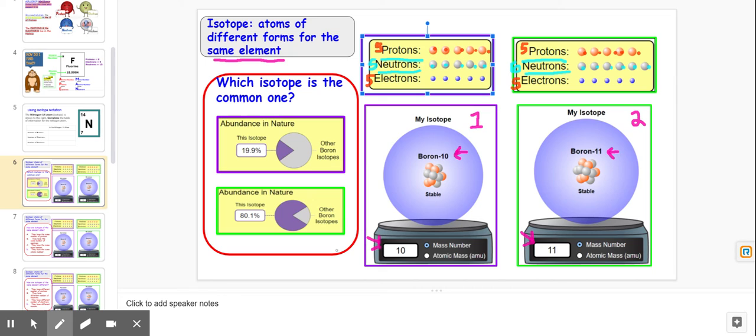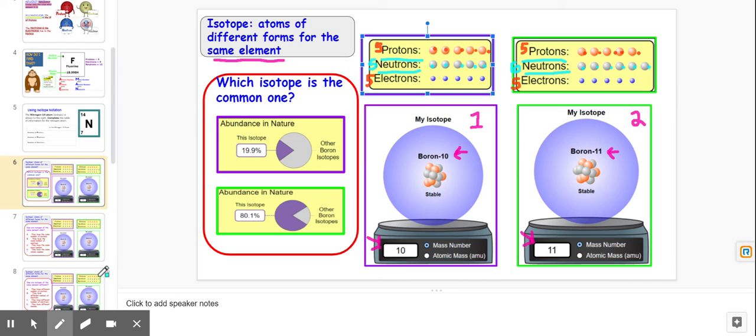We could ask ourselves, oh, that's cool, I wonder if there are a lot of boron 11 isotopes, or I wonder if boron 10 isotopes are common. If I just went outside and grabbed 100 boron isotopes, what would I find? And here is what I would find.